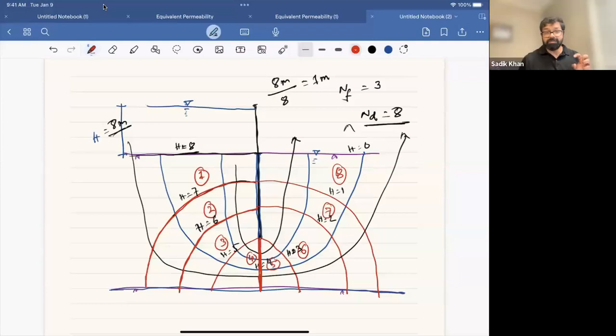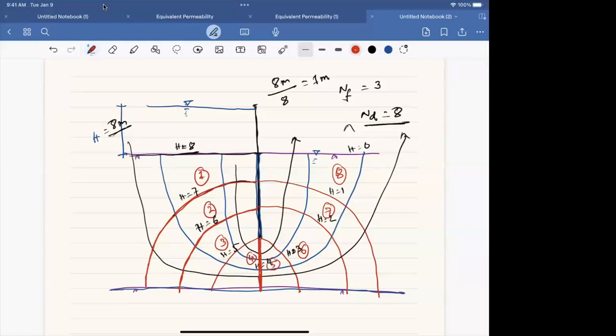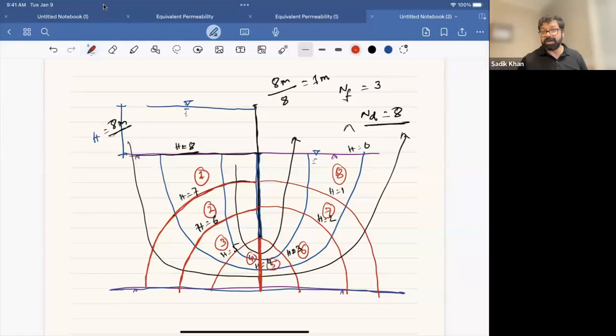At any point, this is the water pressure, right? Head, which is the water pressure. So the water pressure has a significance. It has a different name. The name is hydrostatic pressure. So what happens in the hydrostatic pressure? What is the meaning of the hydrostatic pressure?